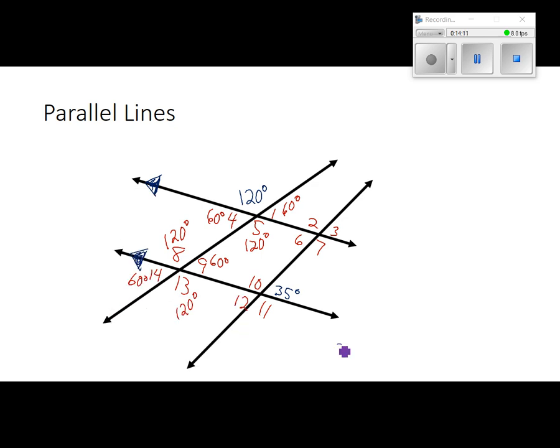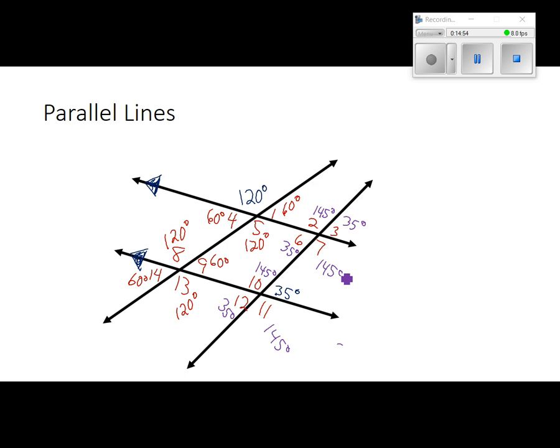Cover up this part. Tell me an angle you know. Angle 3, what is it? 35. Angle 6 is 35. 12 is 35. 10 is 145. 2 is also 145. 11 is 145. 7 is 145.